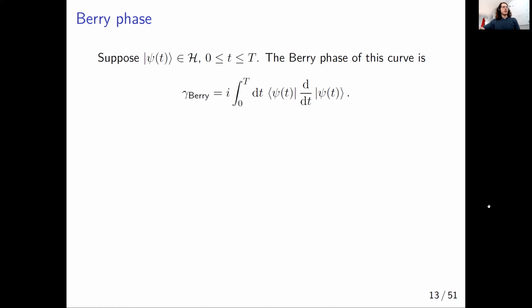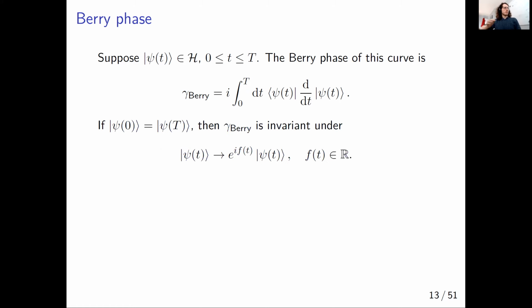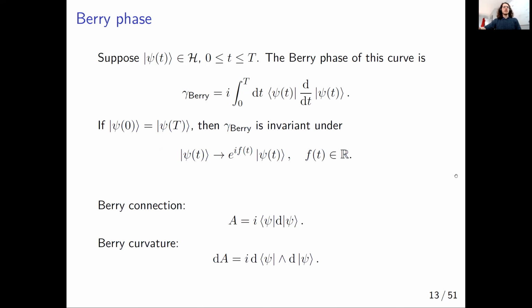Now, if the curve is closed, then the Berry phase is invariant under time-dependent phase shifts of the states. We can view these phase shifts as U(1) gauge transformations. And then the Berry phase is really just the integral of a U(1) connection, which is called the Berry connection. Its curvature is called the Berry curvature.